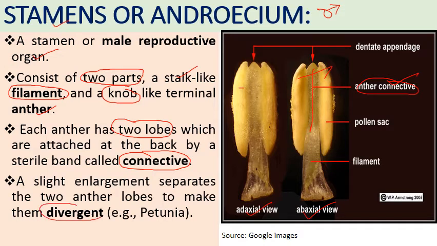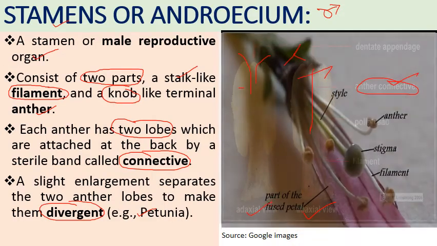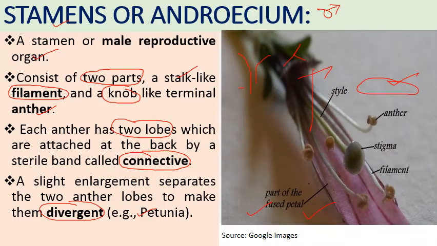A slight enlargement separates two anther lobes to make divergent. In case of petunia, जो anther lobes हैं वो थोड़े से एक दूसरे से separate हो जाते हैं, which represents the divergence. Means एक दो में divert हो जाता है. This is the photograph which shows the anther of petunia which shows certain divergence. Means दो में bifurcate हो जाता है anther इसके lobes.